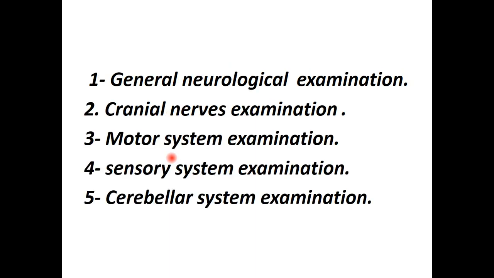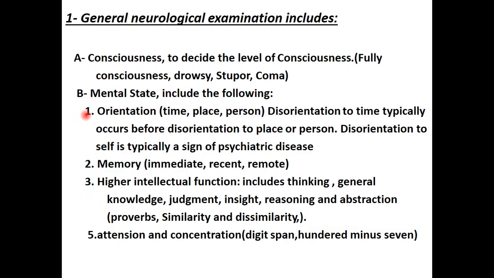We have steps starting with general neurological examination, then cranial nerve examination. It's very important for you. Then motor system examination, sensory system examination, and cerebellar system examination. So starting with the general neurological examination, by examining the consciousness of the patient, whether he is fully conscious or he is drowsy or stuporous or he is a comatose patient. So you have to decide the level of consciousness of the patient.